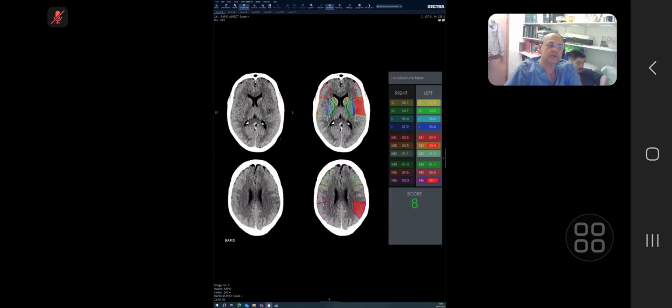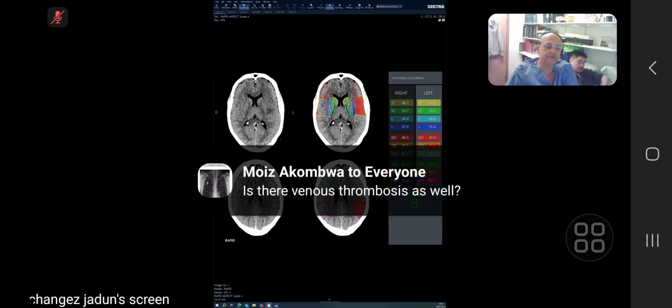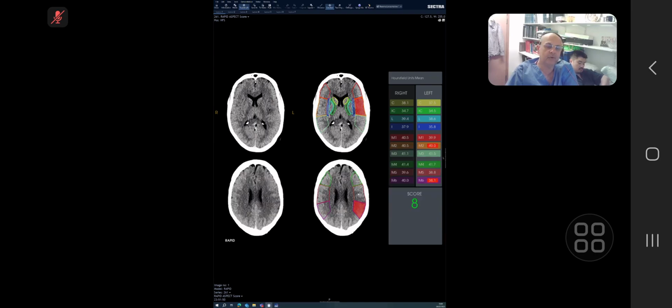So let me show you the ASPECT score of this patient. The ASPECT score is comprised of the caudate nucleus, lentiform nucleus, insular cortex, M1, M2, M3, M4, M5, M6. So this all becomes 10. So this is the artificial intelligence. Of the 10, any area that gets involved is subtracted from it. So if you see 3 areas involved, this will become the ASPECT score: 10 minus 3 is 7. In this case, the artificial intelligence thought that 2 areas are involved, so it is an ASPECT score of 8.